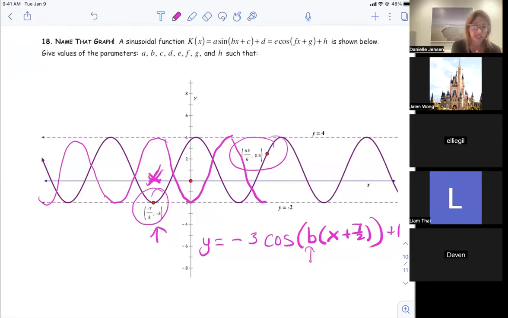And one good way to test if you're struggling, oh shoot, do I factor out the B here? Do I not factor out the B here? The best way to test that is remember, this is your new 0 point. We're saying this is your starting point. So it should be the case that when I plug in x is -7/2, I'm taking the cosine of 0. If I do, am I going to take the cosine of 0 if I plug in -7/2?